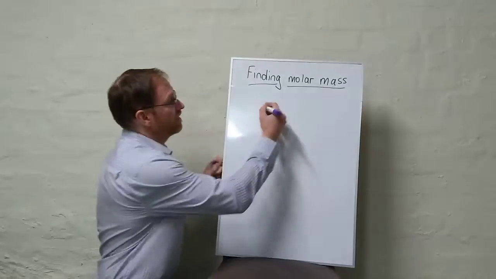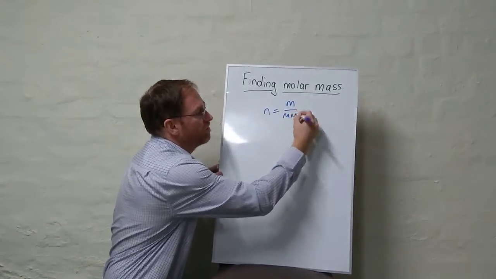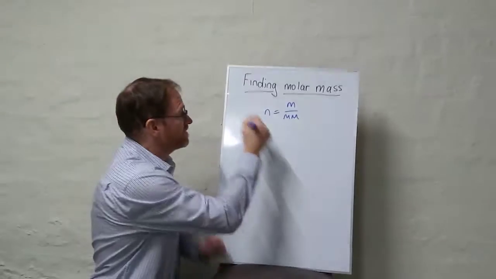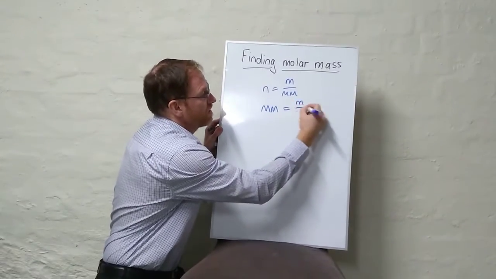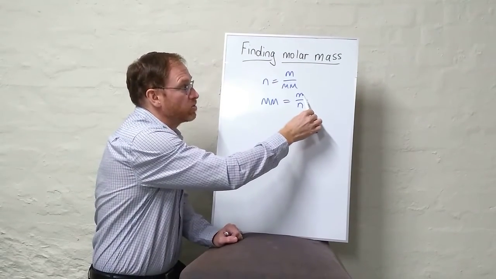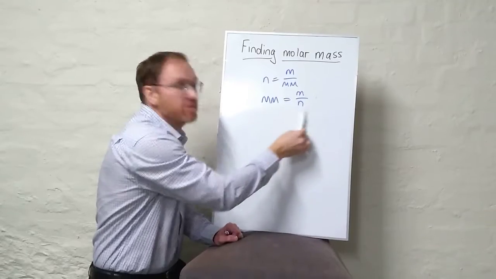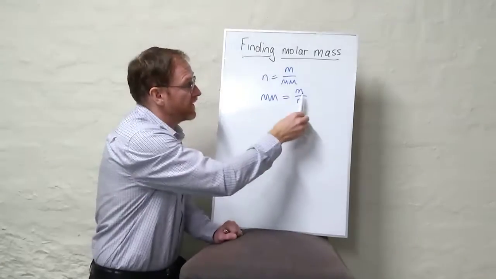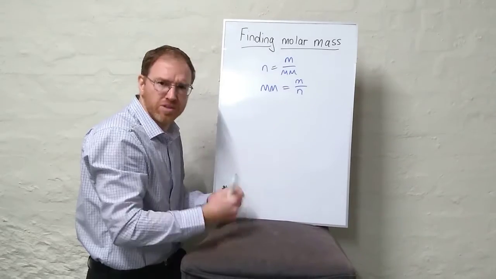How do we do it? Well, number of moles is mass over molar mass. If we rearrange that, we get molar mass equals mass over number of moles. That makes sense. If I have 20 grams and it's 1 mole, the answer I'll get is 20 grams per mole. If I had 20 grams and I had 2 moles, then it's only 10 grams per mole. So that makes sense.